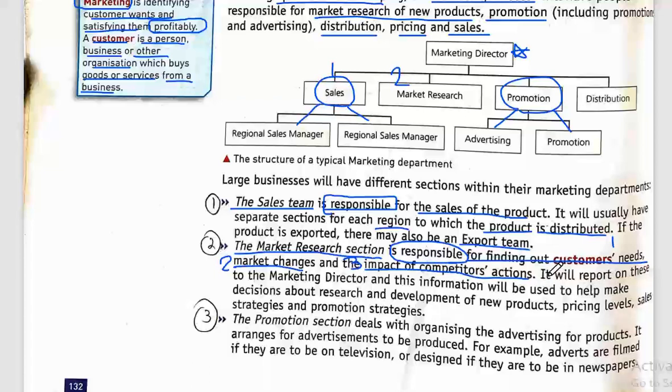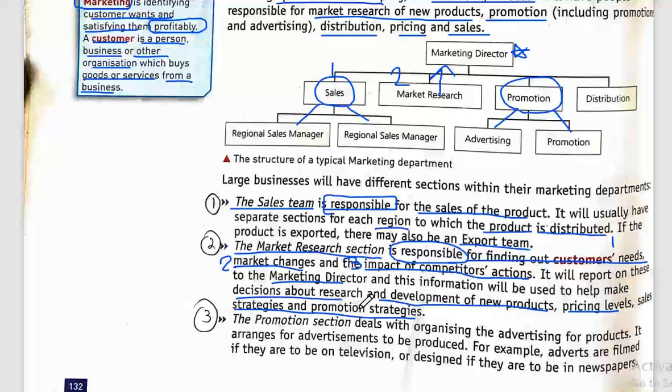After they do this research, they will report to the marketing director, and this information will be used to help make decisions about research, development of new products, pricing levels, sales strategies, and promotion strategies. So after finding out the needs, the changes, and the impacts, they do a full report for the marketing director. The marketing director uses the information from the market research team to make decisions related to new products, prices, sales strategies, or even promotion strategies.